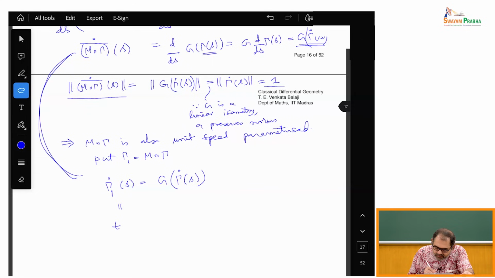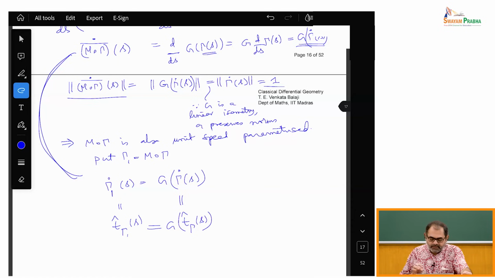So how does one do that? So you see, let me say the following thing. So this gamma 1 dot of s is actually T cap gamma 1 of s. By definition T cap is just gamma dot. And this guy here is G T cap gamma of s. Okay, so that's what you are getting.